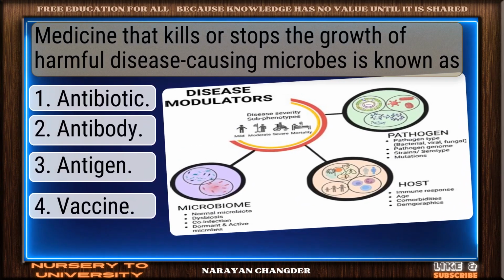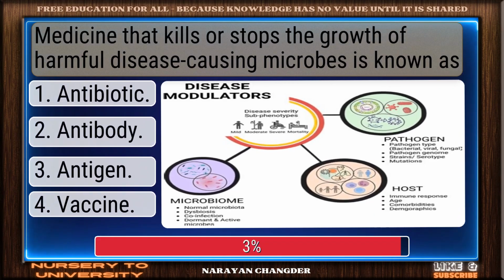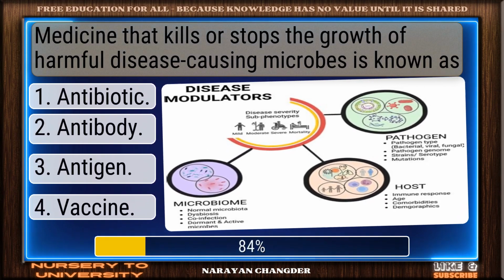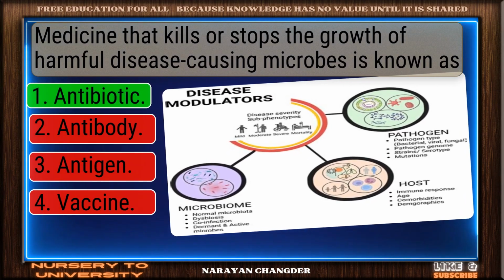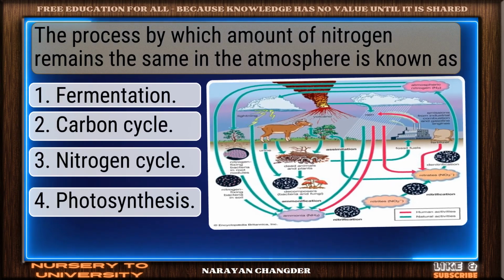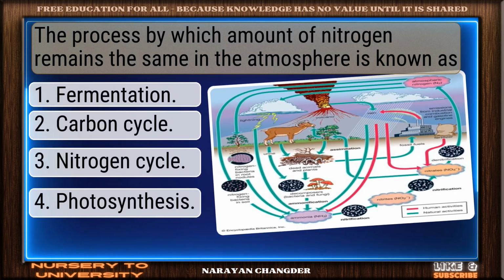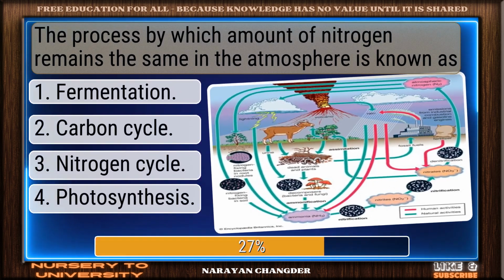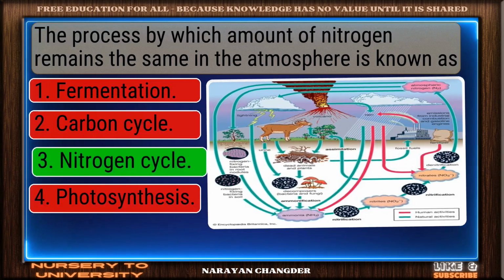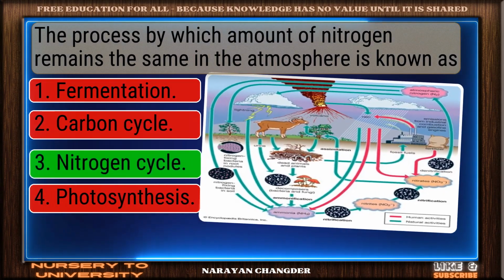Medicine that kills or stops the growth of harmful disease causing microbes is known as dash. Strong choice. Antibiotic is the right answer. The process by which the amount of nitrogen remains the same in the atmosphere is known as dash. Good thinking. Nitrogen cycle is the right answer.